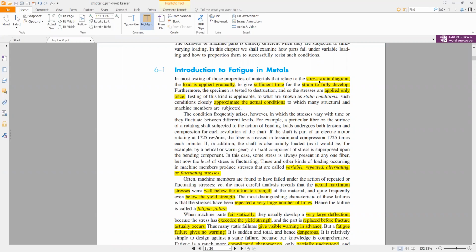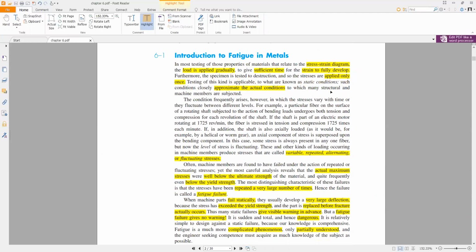In the stress-strain diagram, the load is normally applied gradually, and it gives enough time for the strain to fully develop. When you apply the force to the specimen to test it, the stress is applied only once, then you take it out. Since it is applied only once, we call this a static load condition. And the force that we apply approximates the actual conditions.